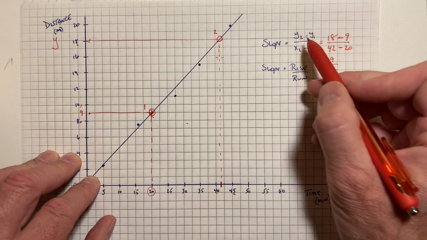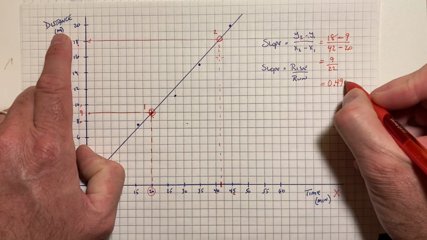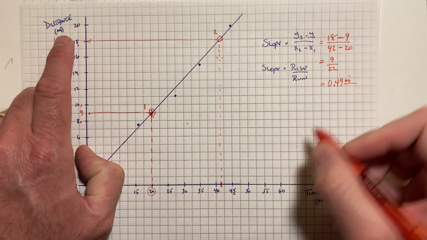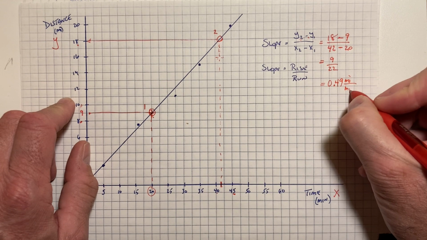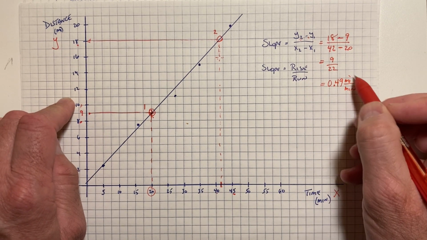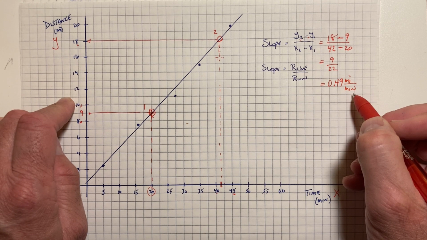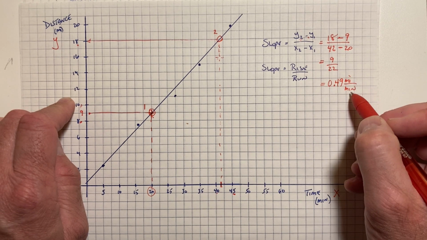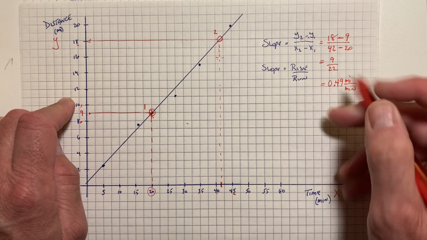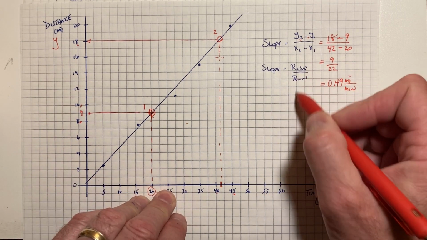Now, since I did my y's in miles and my x's in minutes, my slope actually has a unit. It's 0.49 miles per minute. But what if I wanted to do rise over run?